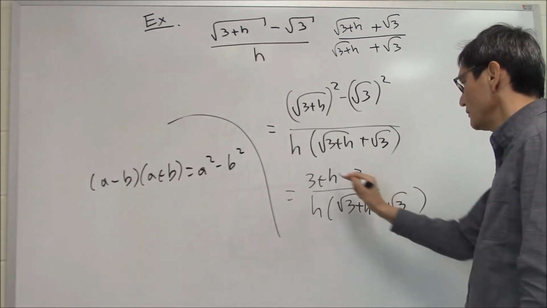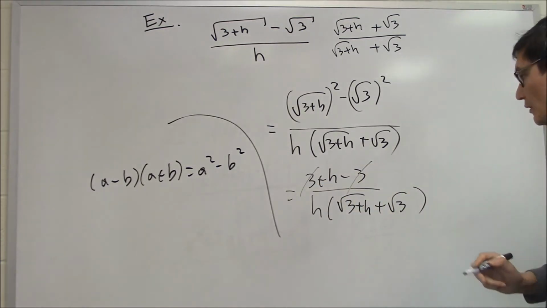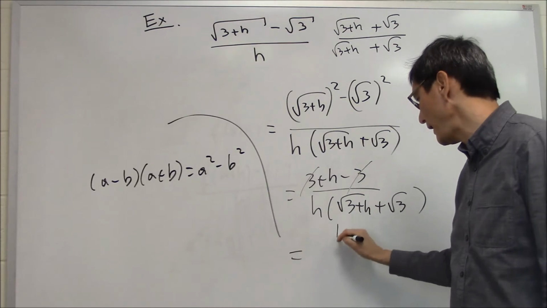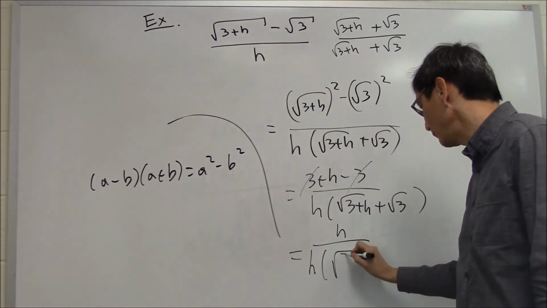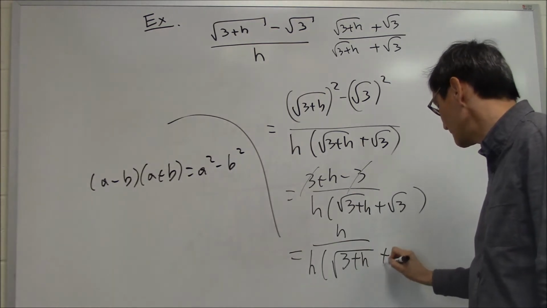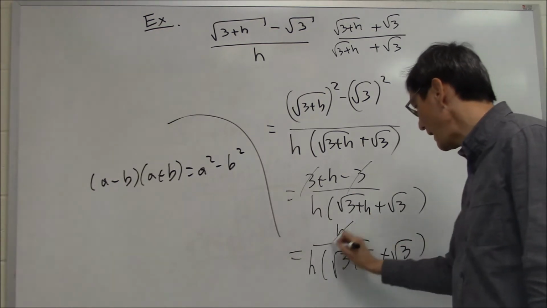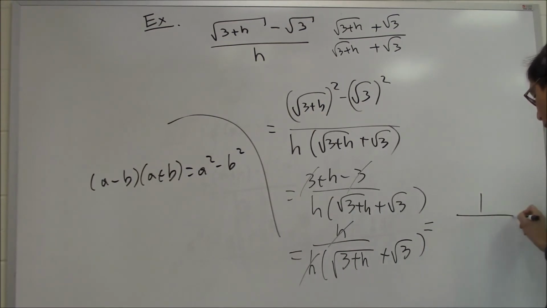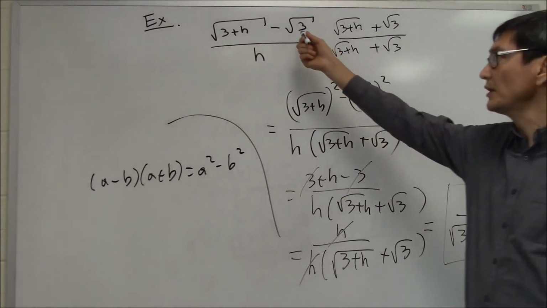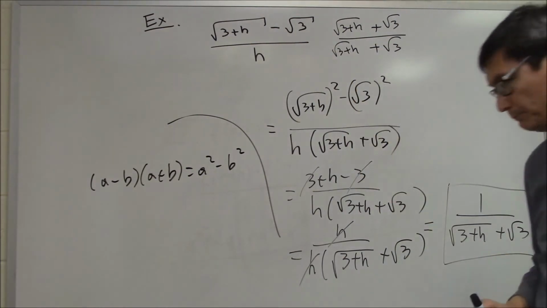So 3 and minus 3 cancel out. On top we have h over h times square root of 3 plus h plus root of 3. H and h cancel out, and we have our final answer as 1 over square root of 3 plus h plus root of 3. So our original expression is equivalent to this one.